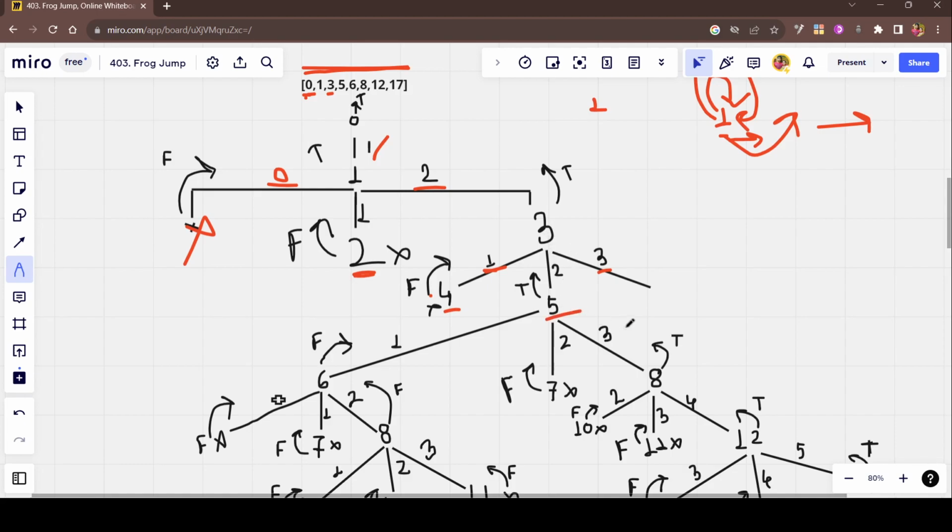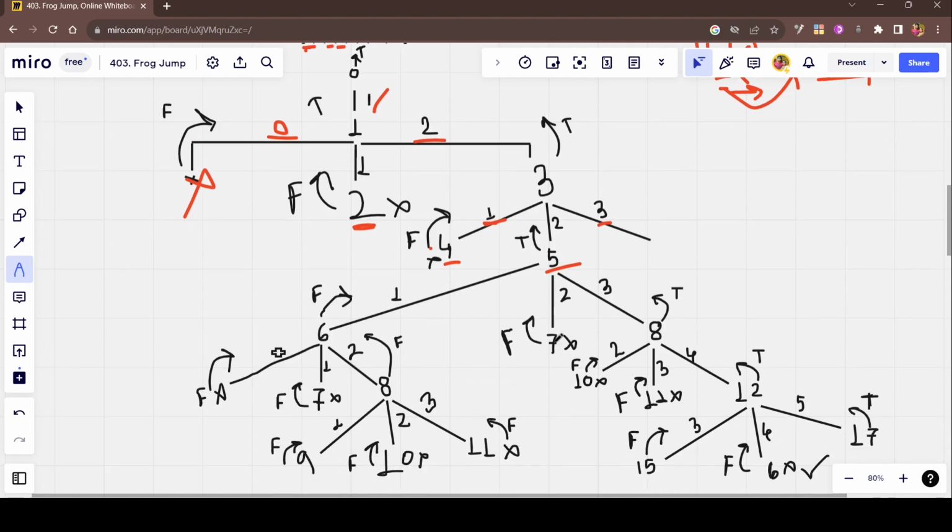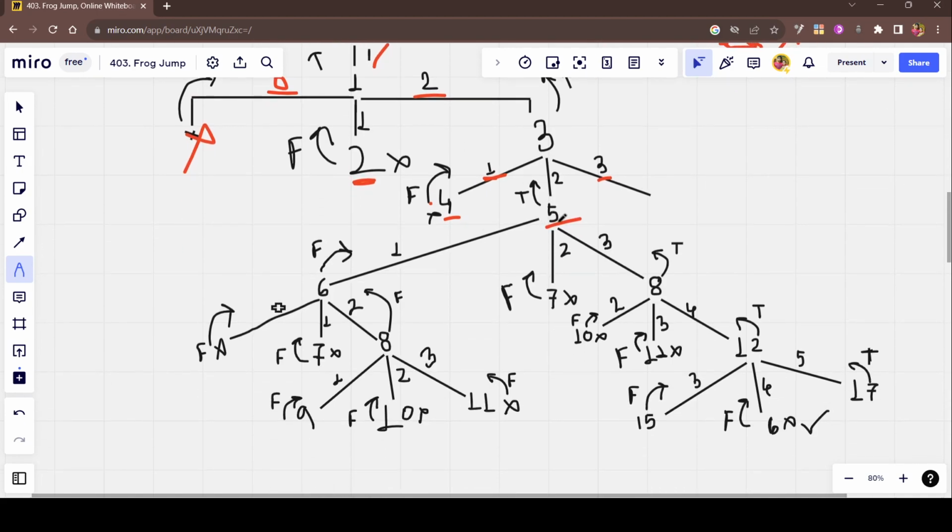Is 5 safe? Yes, 5 is safe because we have one stone on the fifth position. Okay, so go forward. Now, from 5, what are the choices? Previously we had a jump of 2 units. Now we can jump 2 minus 1, which is 1 unit, 2 units, and 2 plus 1, 3 units, because we have the choices k minus 1, k, and k plus 1. Okay, now explore this first.